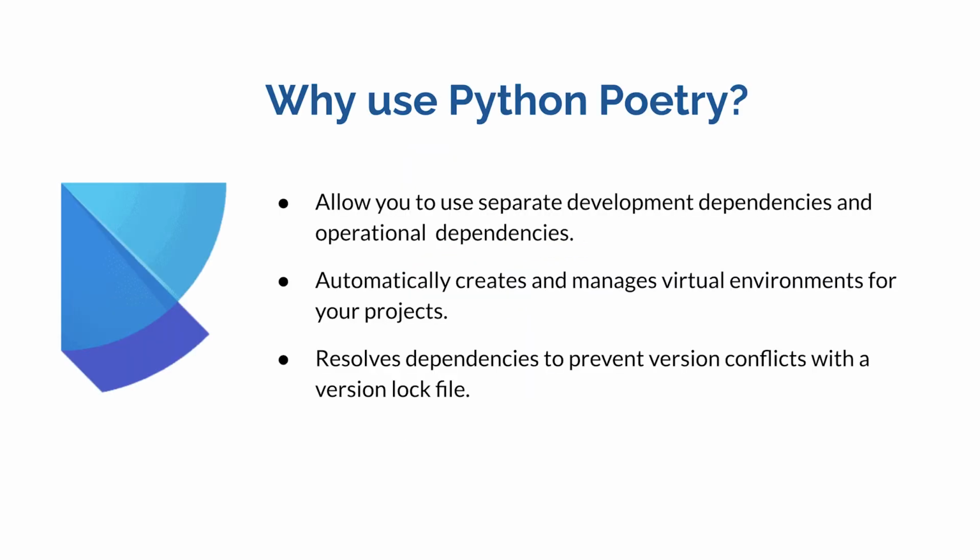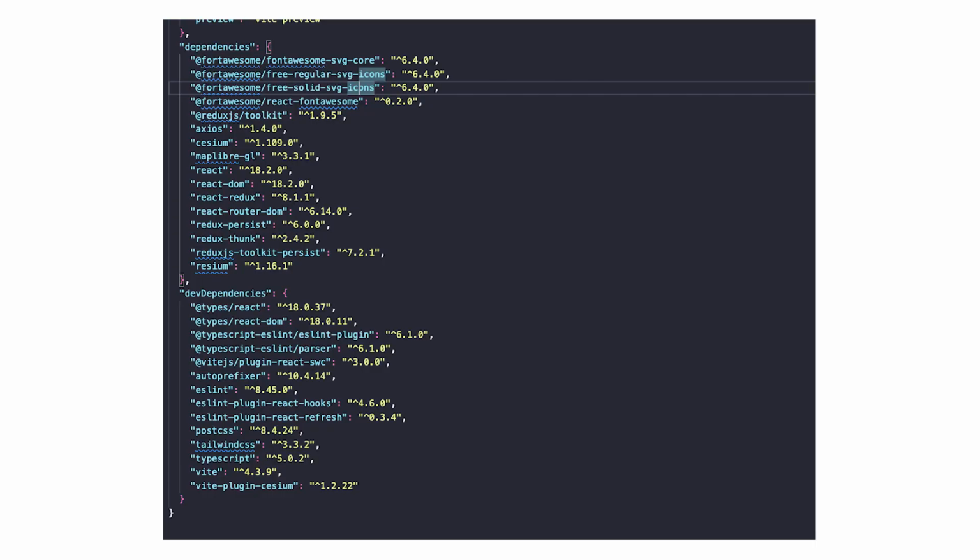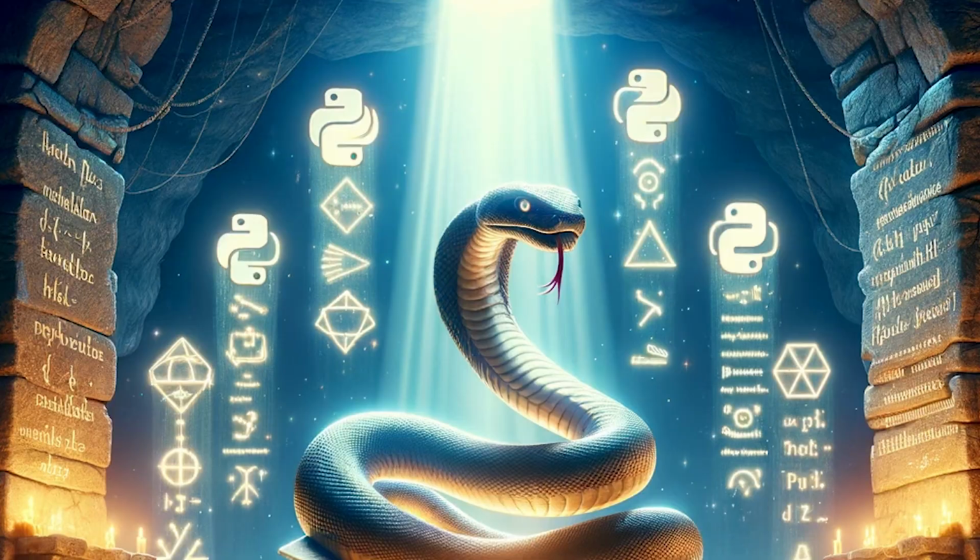This is my first video, and in this video I'd like to talk about Python Poetry, which allows you to organize your dependencies, separate dev dependencies and operational dependencies, automatically create, migrate, and manage virtual environments for your projects, and resolve dependencies to prevent version conflicts with a version lock file. It's very similar to something like the package.json for NPM projects, if that's something you're familiar with, but with the power of Python behind it.